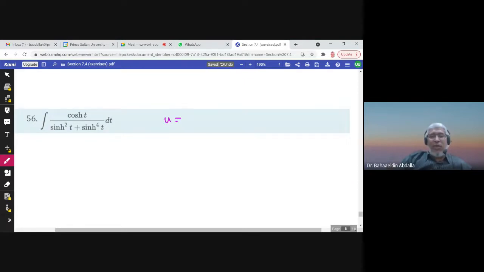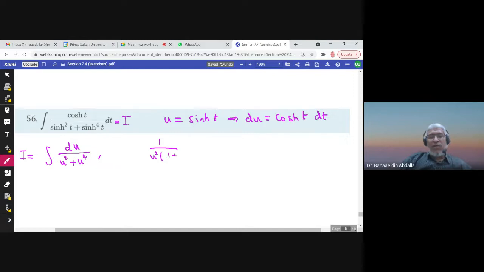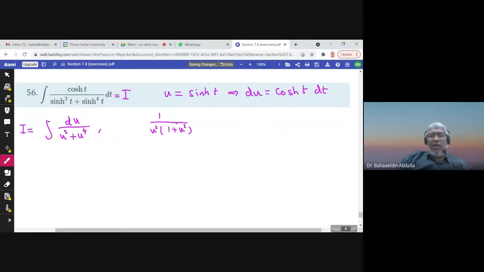Here, I take u as what? Sinh t. What is du? Cosh t dt. So I would be what? Cosh t dt is du. Sinh squared is u squared plus u to the power 4. So 1 over, take u squared as a common factor. Well, I have A over u, B over u squared, Cu plus D over the irreducible quadratic factor.